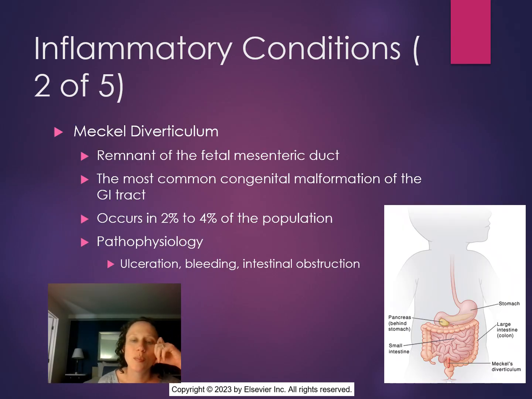Okay, so the Meckel diverticulum, and again, my big head's right in front of it. So the diverticulum is basically a congenital malformation of the colon, where you have just a little piece of the colon that comes right off of it. And of course, anytime that you have something like that, you can have intestinal obstruction in that area. You can have infection in that area. You can have bleeding.